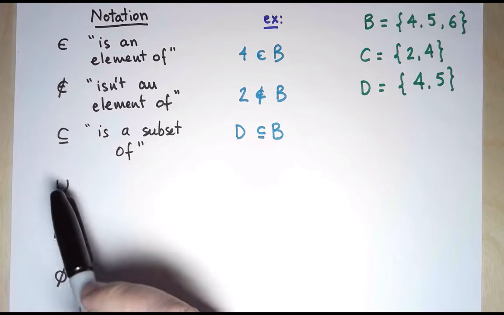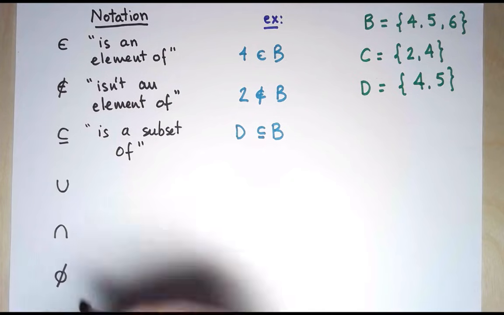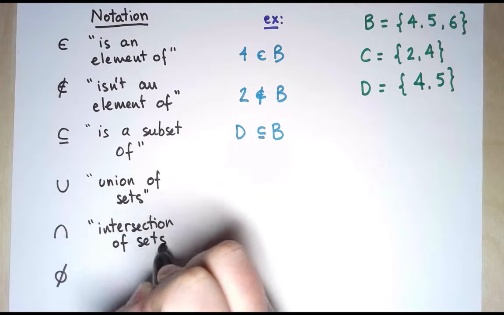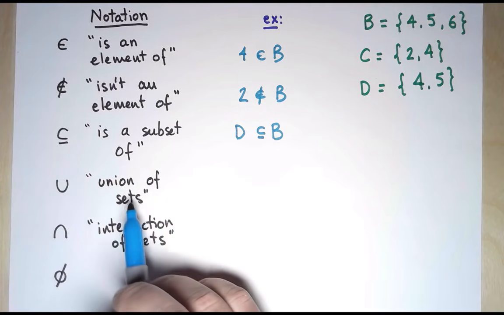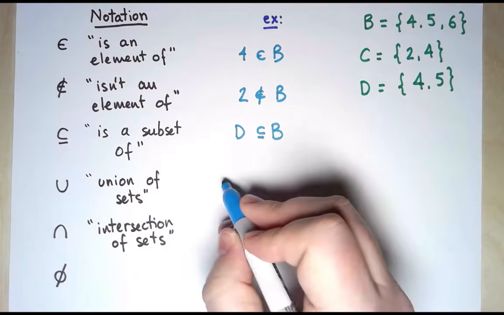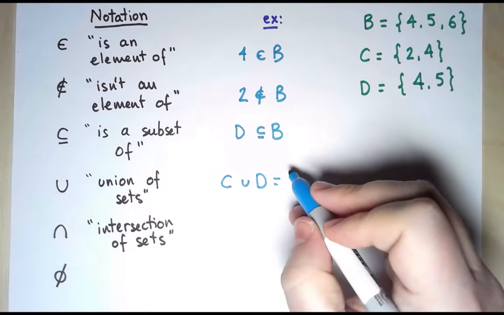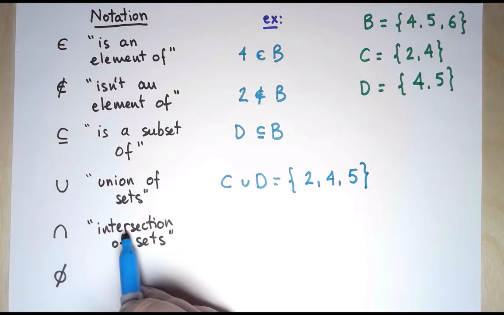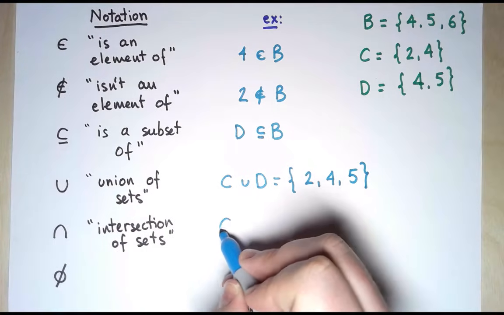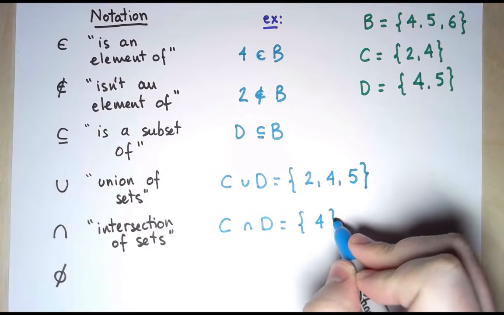Back to more notation. These two symbols are used to describe operations with sets, how to construct a new set from old sets. This symbol means a union of two sets. So a bigger set we construct by putting together all the elements in each one of them. For example, here, I could construct the set C union D by putting together all the elements of C and D. That would be the set with 2, 4, and 5. And this symbol is the intersection of sets, a new set that contains only the things that are in both sets. Using the same example, C intersection D could be a set with only one element, the only thing they have in common, which is the number 4.